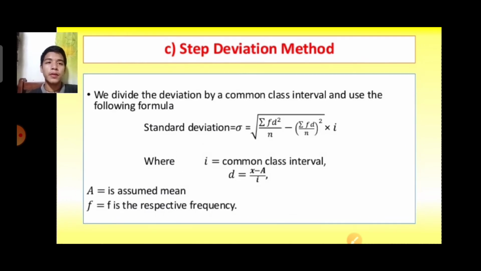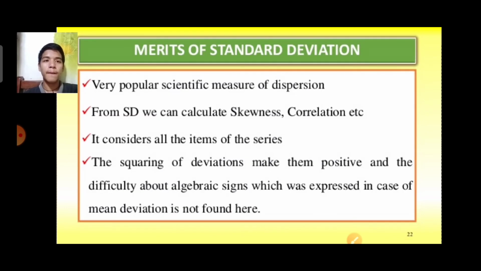Step deviation method. We divide the deviations by the common class interval and use the following formula. Standard deviation is equal to the square root of the sum of f times d raised to 2 over n, minus the quantity sum of f times d over n, raised to 2, times i, where i is the common class interval, a is the assumed mean, and f is the respective frequency.